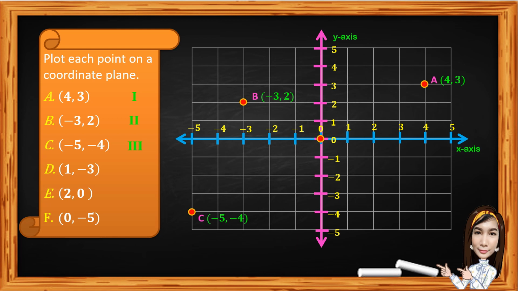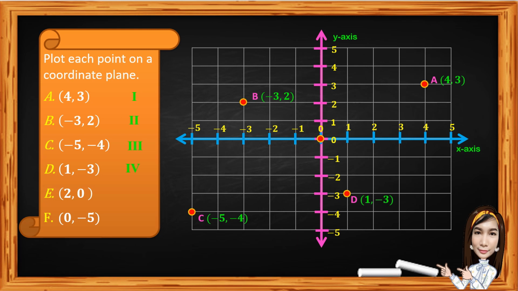Next, given point D with coordinates positive 1 is the x, negative 3 is the y. Start at the origin, we move 1 unit to the right for positive x-coordinate, and 1, 2, 3 units going down for negative y-coordinate. Then, draw a dot to represent the point D with the coordinates (1, -3), and that is located in quadrant 4.